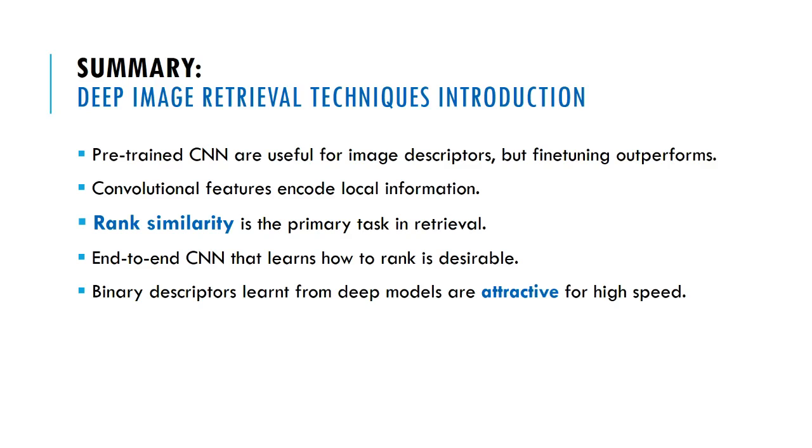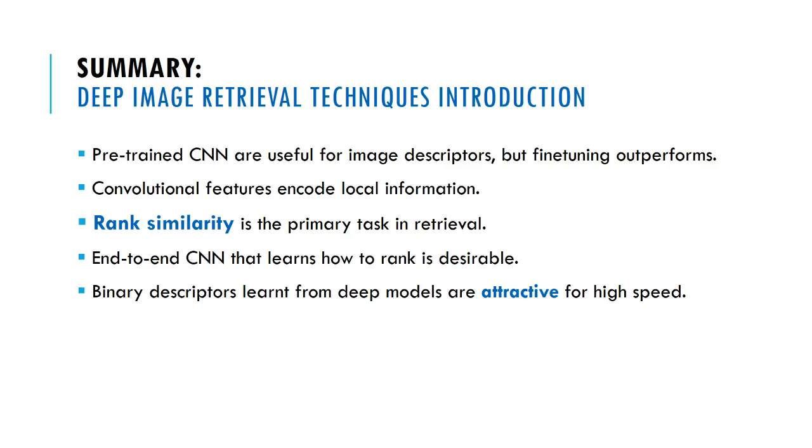So convolutional features are great because they encode local information. And again, if you just use the fully connected layer, you're not going to have that local information. It's going to be lost. So if we can summarize, what's the primary task here in retrieval? It's really about rank similarity. We're trying to learn to know if a particular feature vector is close or not in a semantic way. That's really the major point here.